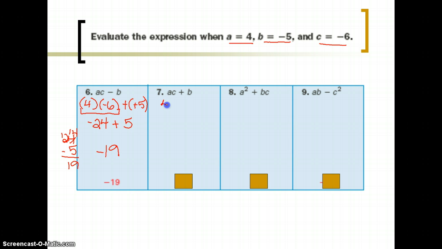Number 7. 4 times C, which is negative 6, and then add B, which is negative 5. You can see this is going to be a different answer than 6 because one was subtracting, one is adding. 4 times negative 6 is negative 24. Add negative 5. This is the same sign, so I just add 24 plus 5, which is 29.